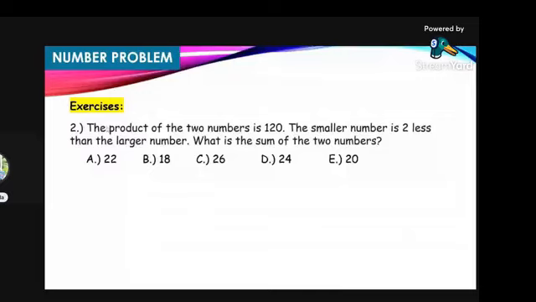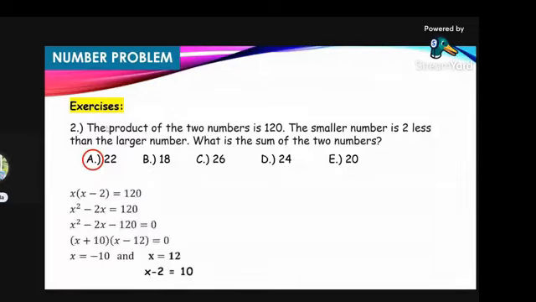Okay, let's reveal the answer. You got it all correct. The correct answer is letter A, and that is 22. If we're going to have the solution, it would be this way. The product of two numbers is 120. The smaller number is 2 less than the larger number. So you have x and x minus 2. So x times x minus 2 is equal to 120.